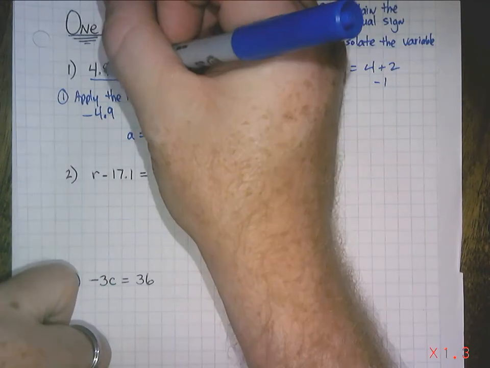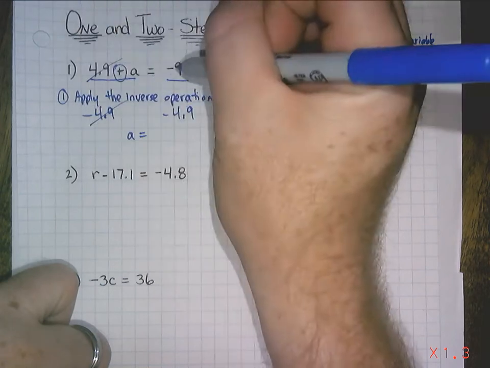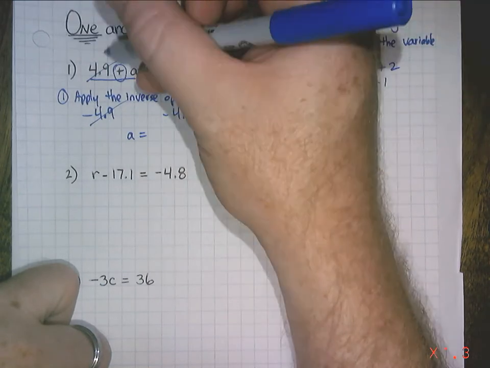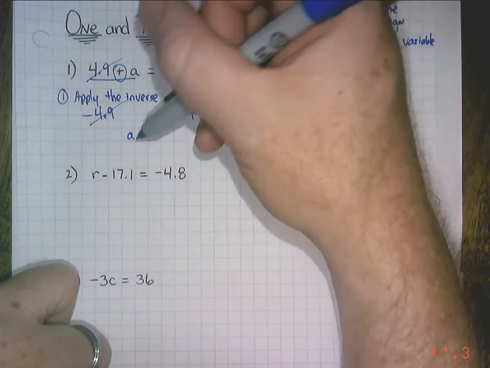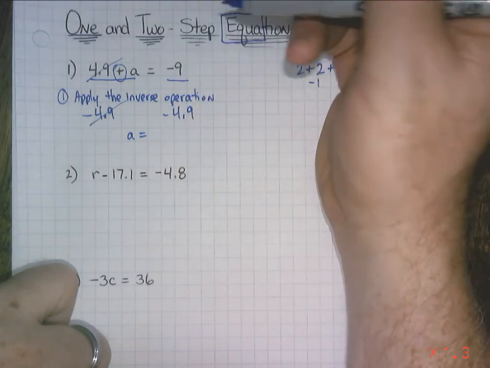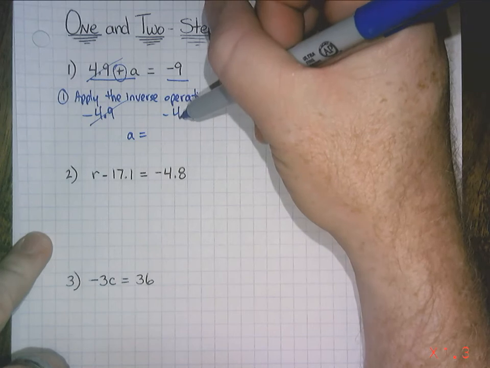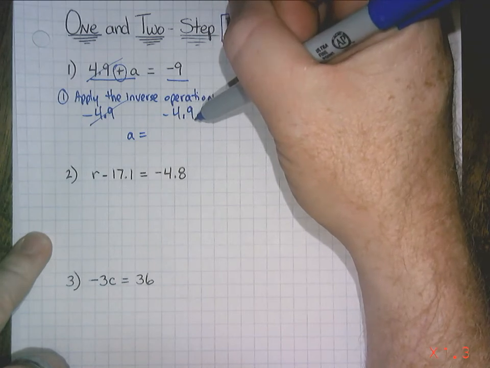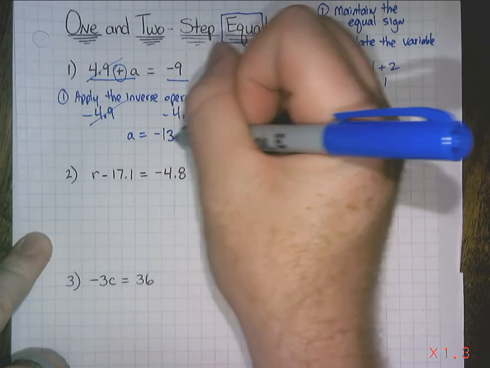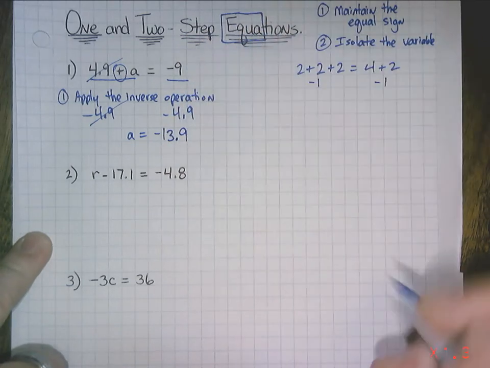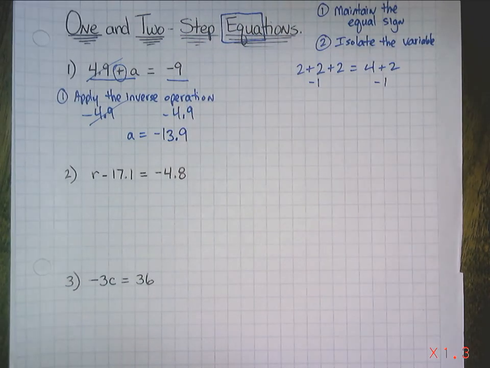So this cancels out, obviously. A positive 4.9 minus 4.9 is 0. All you have left over on this side is A. And then -9 minus 4.9 is going to be -13.9. And that's going to be your solution for A.